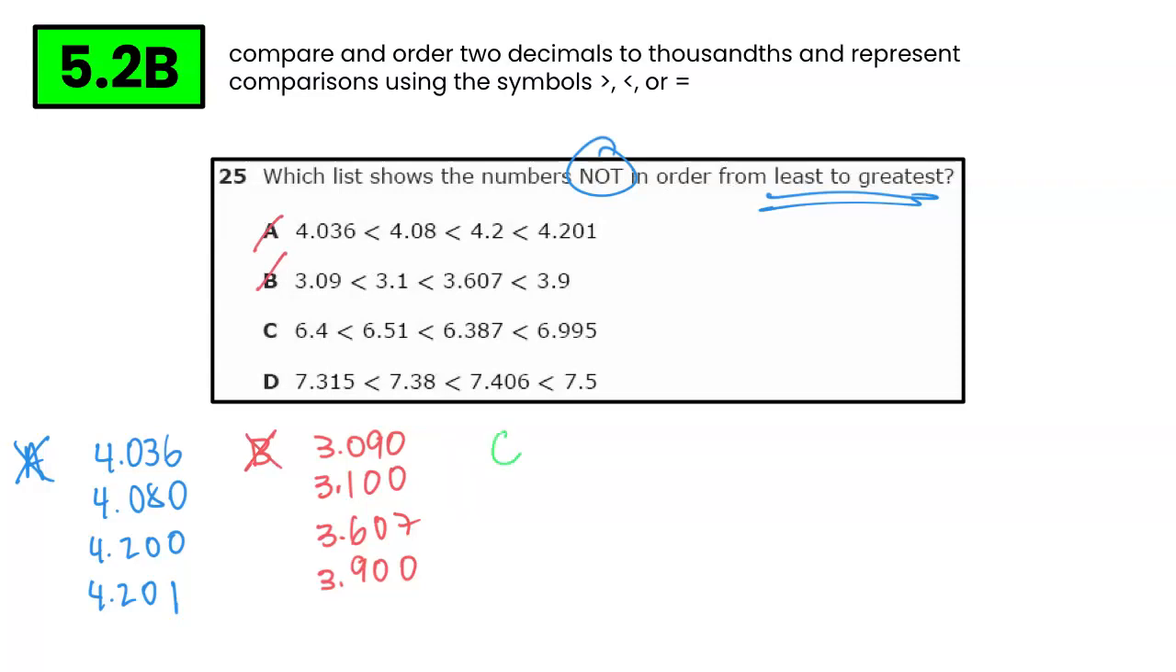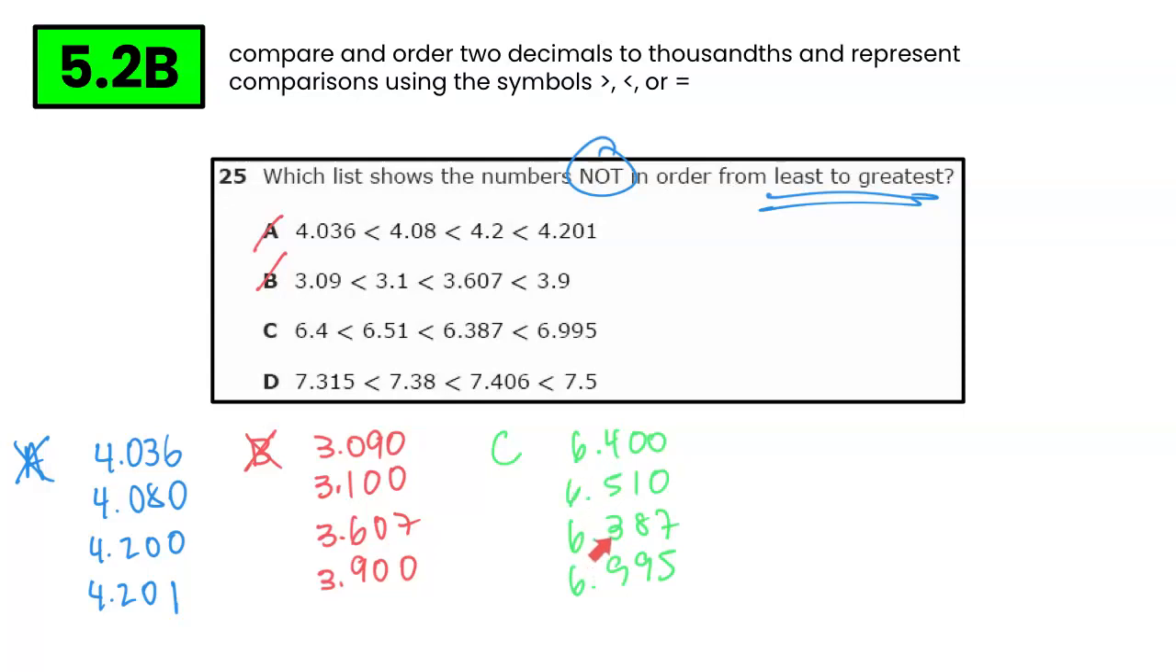We move on to letter C and again use the same strategy. We have 6.400, 6.510, 6.387, and 6.995. Again, anytime we see a number that doesn't go all the way out to the thousandths place, it's a very good idea to have your students write in the trailing zeros so that they can get it all the way out to the thousandths place. Then what we see is that we have a 6 in the ones place for all 4 numbers, and we just need to check on the thousandths. This has 400 one-thousandths, 510, 387.